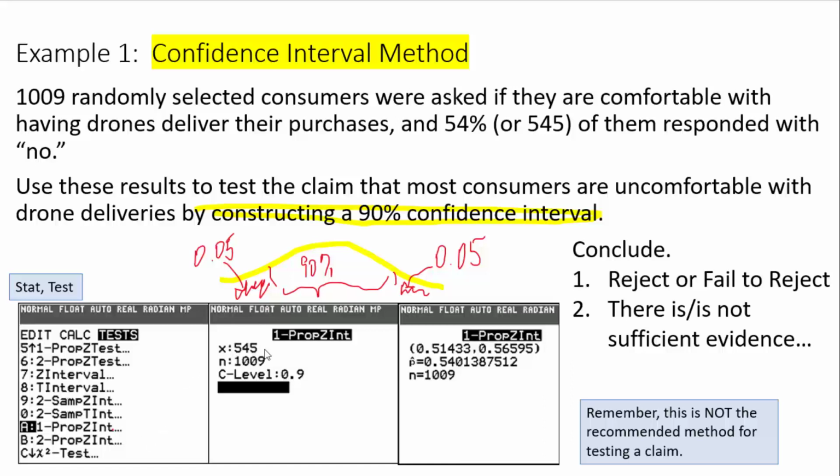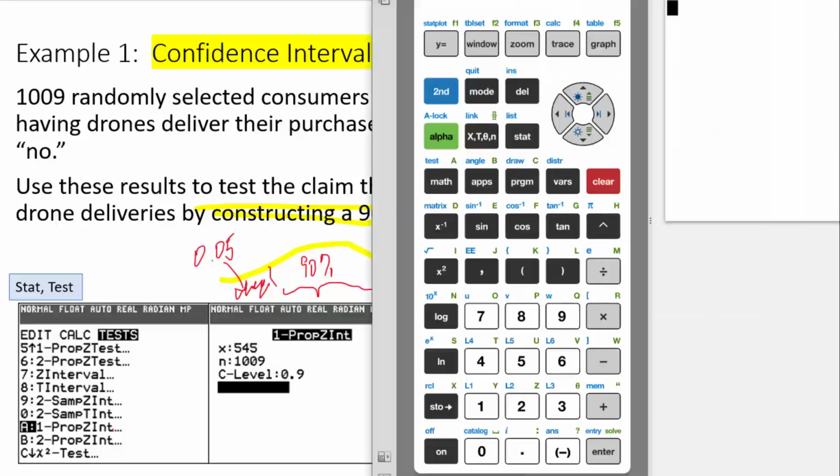Now these numbers come directly again from the problem, 545 out of 1009. My confidence level was given to me, so that's 0.9. I can bring my calculator back over just to show you again how to click that through so you can do it at the same time.